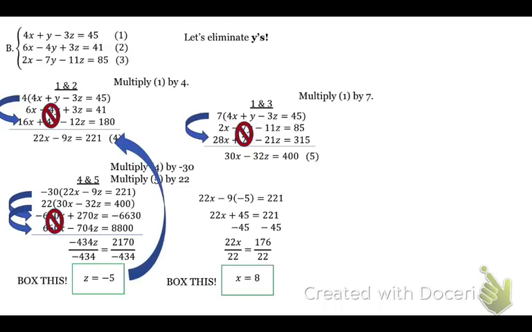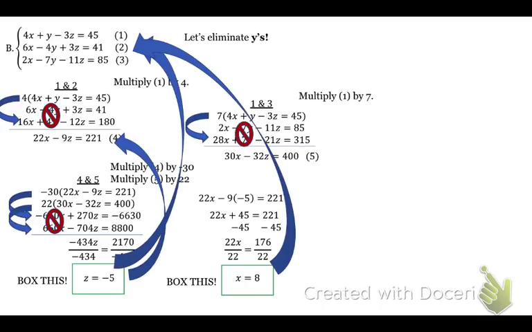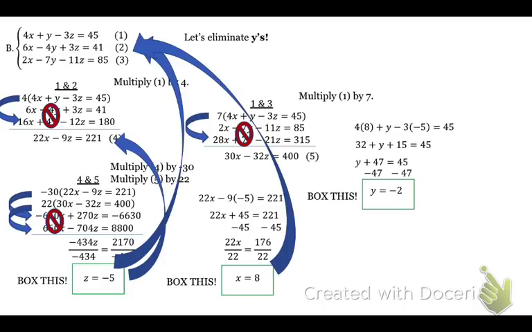Box that. Now we're going to plug them into the top equations. So we have 4 times 8 plus y minus 3 times negative 5 equals 45. So that's 32 plus y plus 15 equals 45, which is y plus 47 equals 45. Subtract that 47. Y equals negative 2. Last thing, we have to put it in alphabetical order. So 8, negative 2, negative 5.